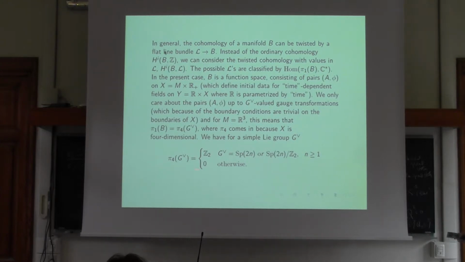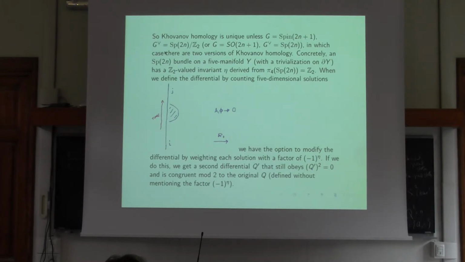Now, this is pi 4 of the simple Lie group, and it classifies the possible variants of Khovanov homology that we can make by twisting by a flat line bundle. So there's only one variant, in other words, the group is 0 and only has 1 element, unless the dual group is a symplectic group, in which case there are 2 versions of the theory. So precisely if the original group was Spin 2n plus 1, or SO 2n plus 1, the dual group has a non-trivial pi 4, and then there are 2 versions of Khovanov homology. So from this point of view, Khovanov homology is unique, except for this kind of group, in which case it has 2 versions.